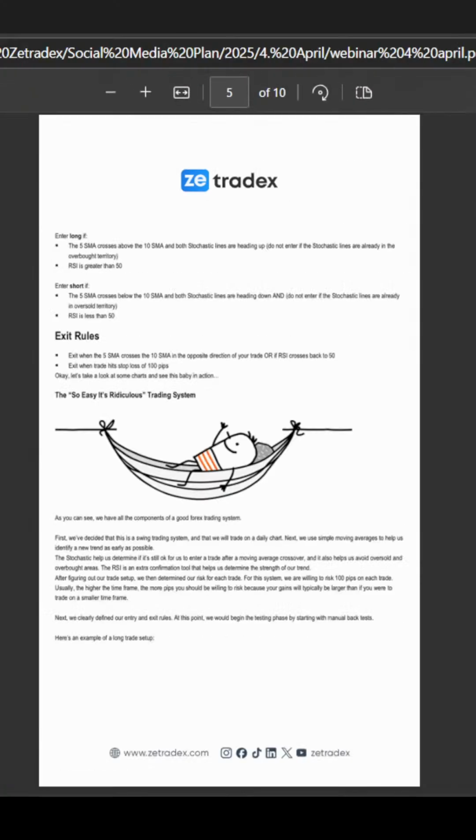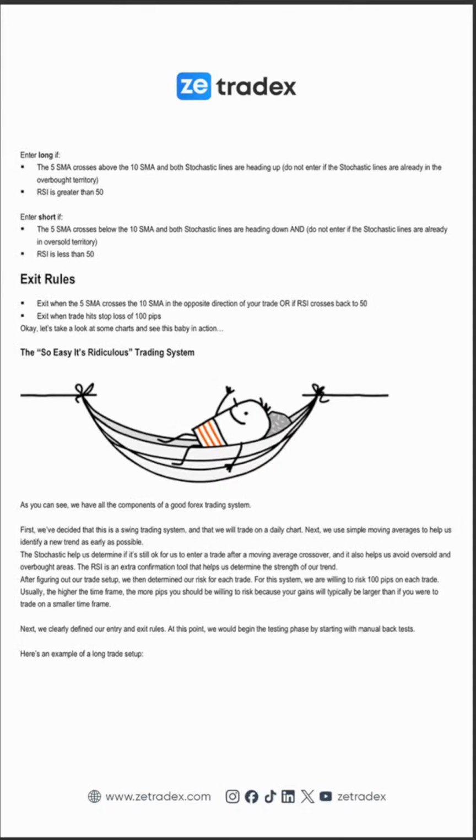The 5 SMA crosses above the 10 SMA and both stochastic lines are heading up. You do not enter if the stochastic lines are already in the overbought territory. If the relative strength index, RSI, is greater than 50, then you can enter for a long, a buy, or a bullish position. But if the 5 SMA crosses below the 10 SMA and both the stochastic lines are heading down, and you do not enter if the stochastic lines are already in the oversold territory, the RSI is said to be less than 50.